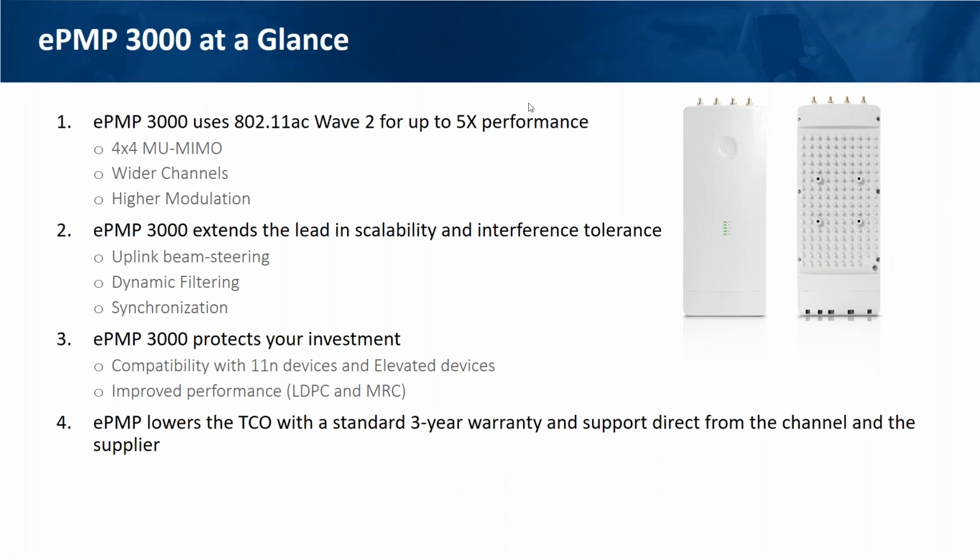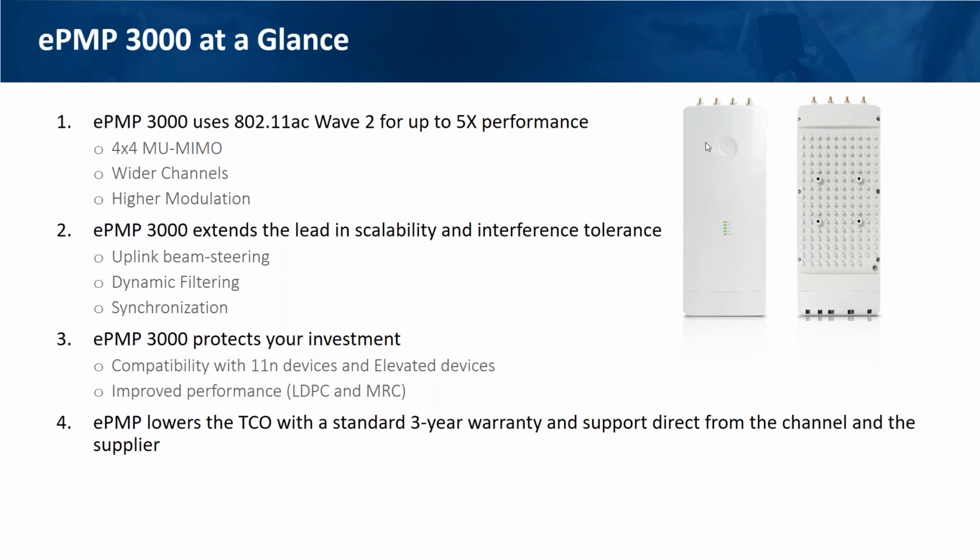It can also talk to an 11AC Wave 2 subscriber module. So if you have an existing network of ePMP and you want to upgrade the access point first, you can do that. And all of those Force 180s, Force 200s will continue to talk to the ePMP 3000.